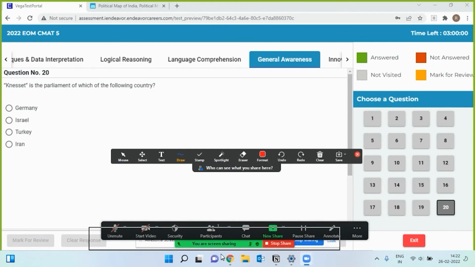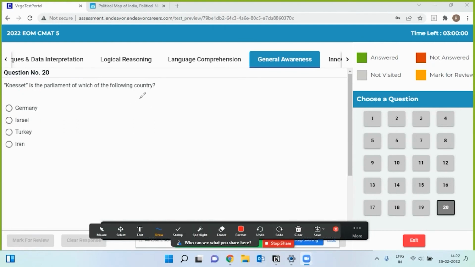Now, out of these 20, I think most of the questions were from static GK, but these were not very difficult questions. Some of the questions were from current affairs, which were very easy. Overall, a good attempt in this section out of 20 questions will be 4 to 5 questions, or should I say not good attempt, 4 to 5 should be the cutoff. 4 to 5 questions, not marks.